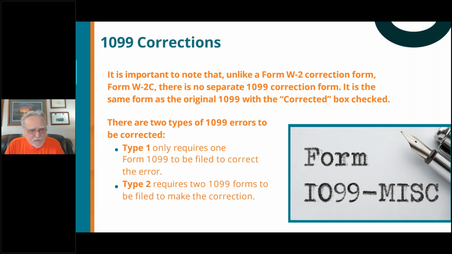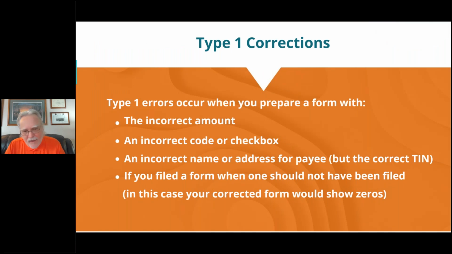There are two types of errors. Type 1s only require that you file the 1099 and correct the error. Type 2s require that you file two 1099 forms to make a correction. And we'll go through those real quick. Type 1 errors are where you have an incorrect amount. You sent them one for $1,000 and they actually were paid $2,000, that kind of thing.